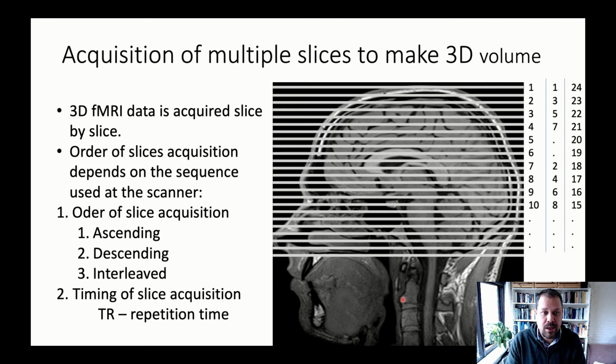So this is how it looks like to make a 3D volume. So we acquire multiple slices. So the 3D data is basically acquired slice by slice.